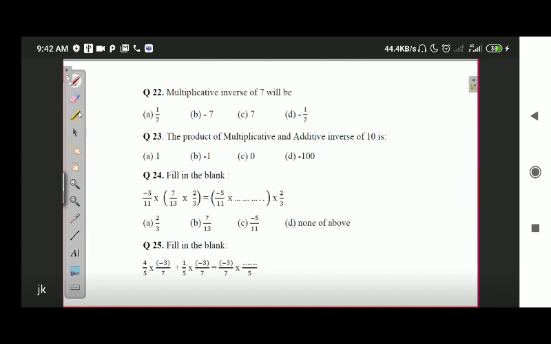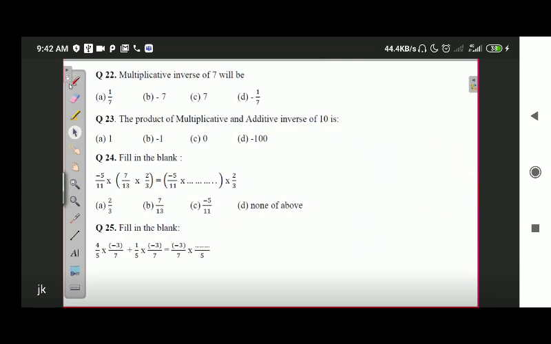Next is question number 22. Multiplicative inverse of 7 is nothing but the reciprocal of 7, that is 1 upon 7. The product of multiplicative and additive inverse of 10: additive inverse of 10 is minus 10, and multiplicative inverse of 10 is 1 upon 10. If you want to do their product, the answer is -1.